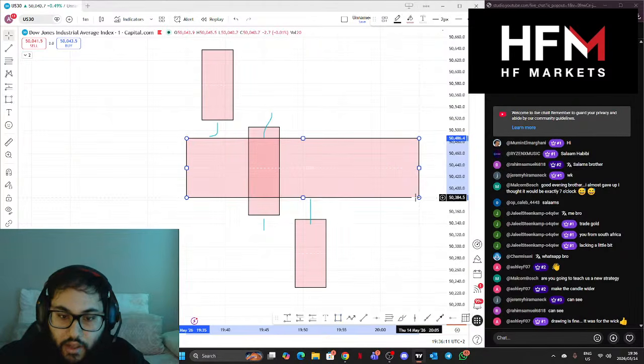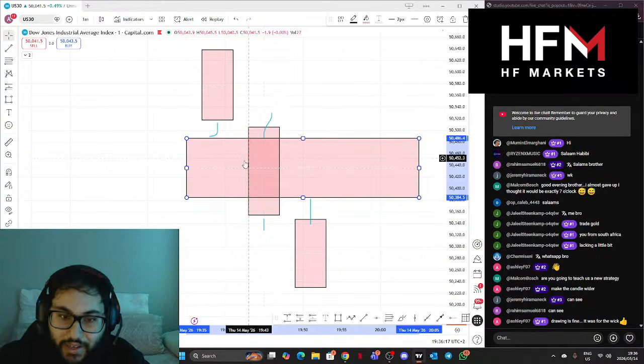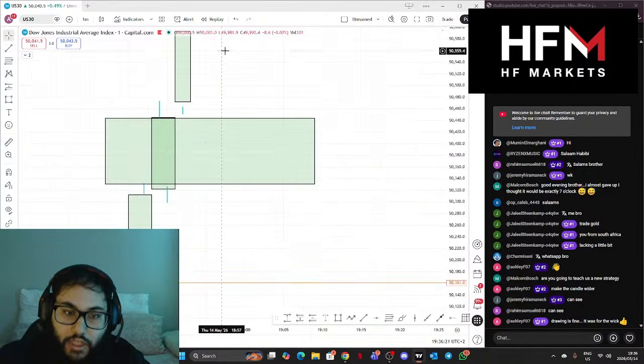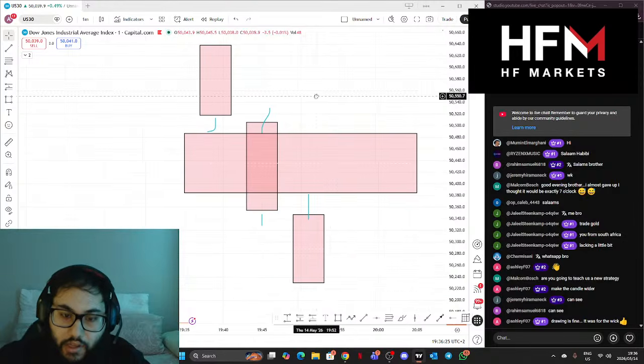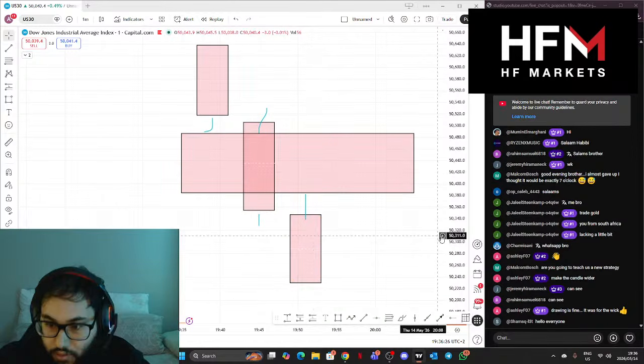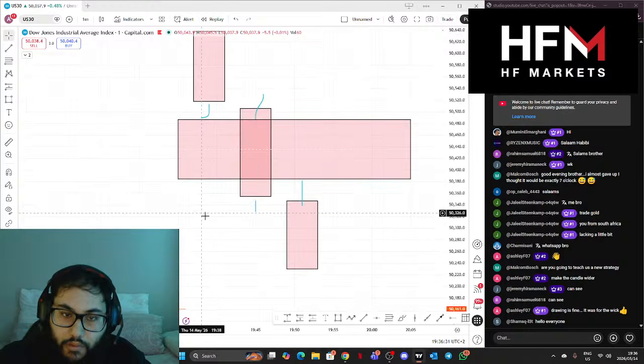You can clearly see you have the first candle, the second candle in the middle, then the bottom candle. In the middle candle, you will see a clear gap here. This is a bearish fair value gap. So we have a bullish example right here, and then we have a bearish example right here.